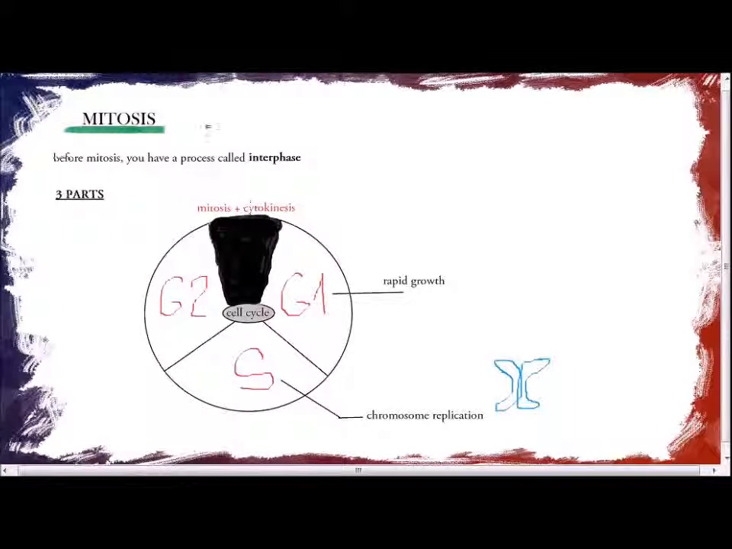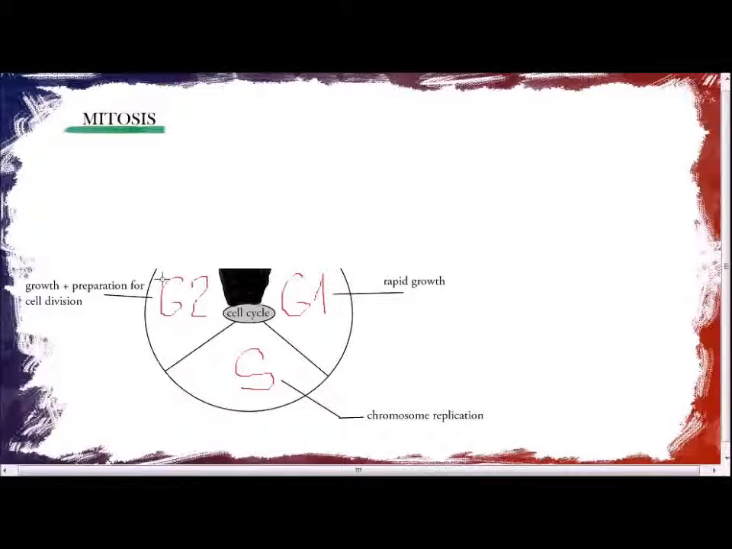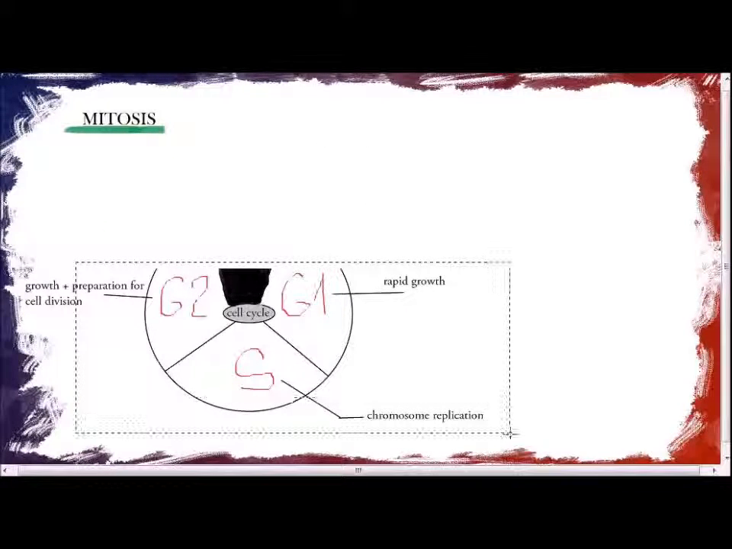Okay, so let's just remove that for now and move on to G2. And G2 is just the time of more growth and preparation for cell division. And once a cell has done all that, it will be ready for mitosis. So let's just delete all that and begin with the actual explanation of mitosis.